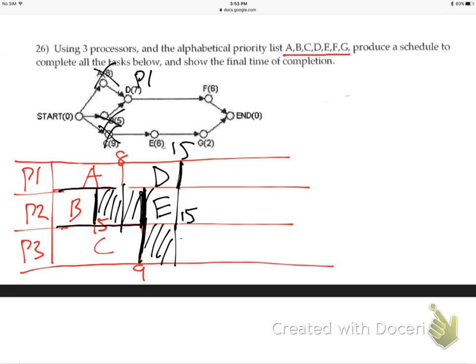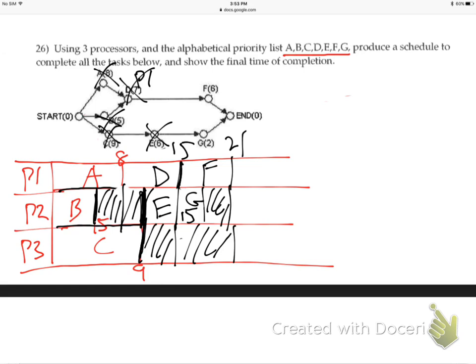At 15 hours, both these are done. What's available? F and G. This guy gets F first, a 6-hour job, to 21. He gets G, a 2-hour job. We're pretty much done at that point. This guy's idle all the rest of the way. This guy's idle to here. We're done. I don't have all the numbers, but that's basically it.